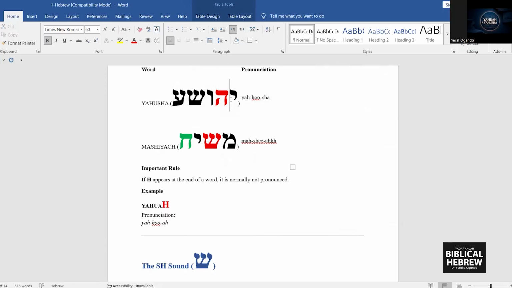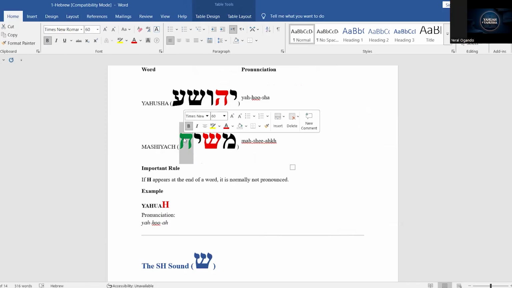Yahusha. Yahusha is the name of our Savior. So let us see now the difference between this sound and this one. This is the tricky part, because that one is like a regular H. But here is the tricky part, which is strong. So we say this is mem, shin, and you already know that one, which is the E sound. Mashiach. It is at the end of the word.